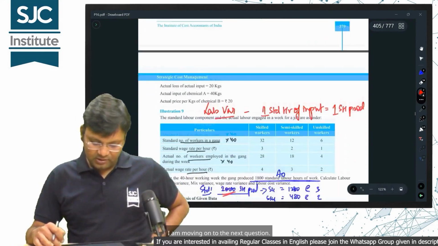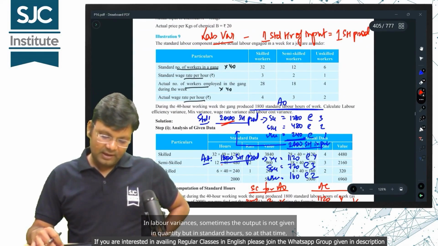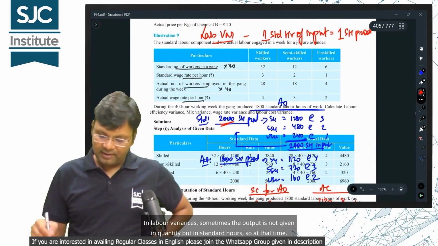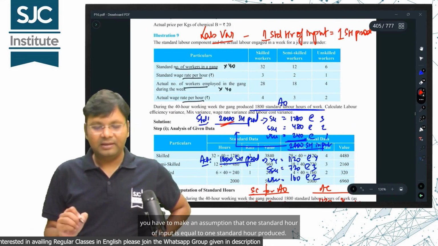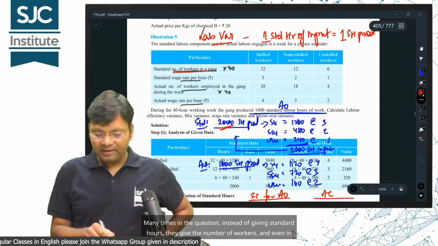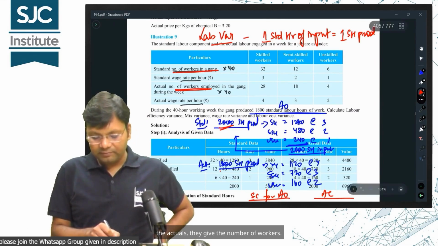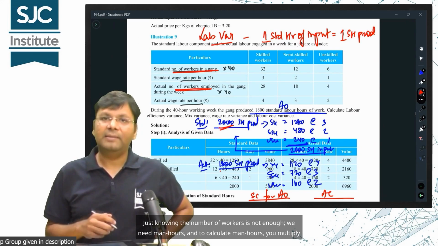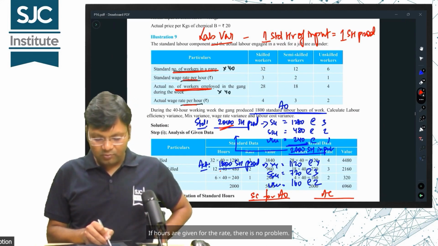I am moving on to the next question. This is a question on labor variances. In labor variances, sometimes the output is not given in quantity but in standard hours, so at that time, you have to make an assumption that 1 standard hour of input is equal to 1 standard hour produced. Many times in the question, instead of giving standard hours, they give the number of workers, and even in the actuals, they give the number of workers. Just knowing the number of workers is not enough, we need man hours, and to calculate man hours, you multiply by hours worked. If hours are given for the rate, there is no problem.